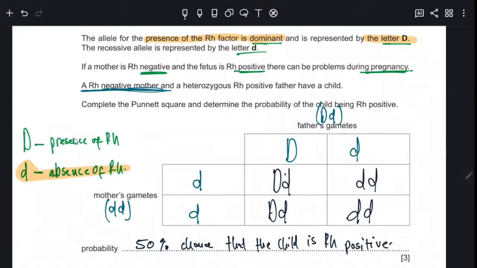Are we together? Why? Because there is this one and there is this one. These two are showing you this child, when he has this uppercase D, it means the RH is present. And since it's dominant, that means the child is RH positive. Can you see that? So if the child ever gets this type of genotype, then this child is RH positive. Can you understand what is going on? Am I speaking gibberish or you can understand? Yes.